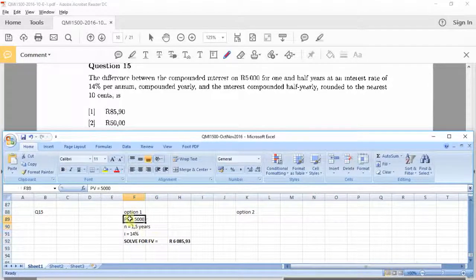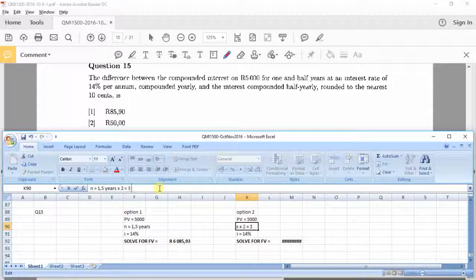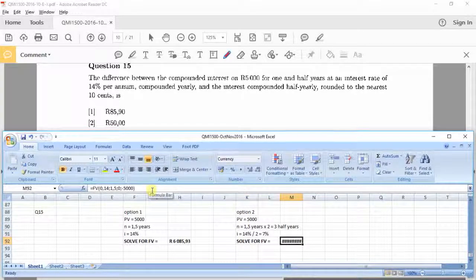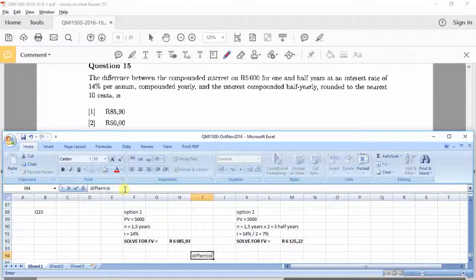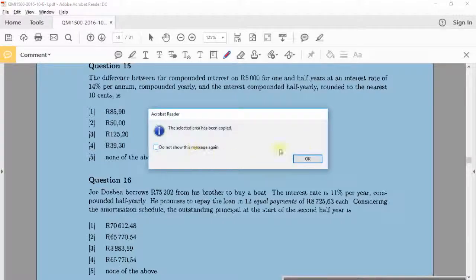Now I'm going to do the same thing, but compounded half yearly. Half yearly means times by 2, so 3 half years, and divide the rate by 2, which means 7%. So times by 2, divide by 2. That gives me that. The difference is this minus that: 39.28. Option 4.